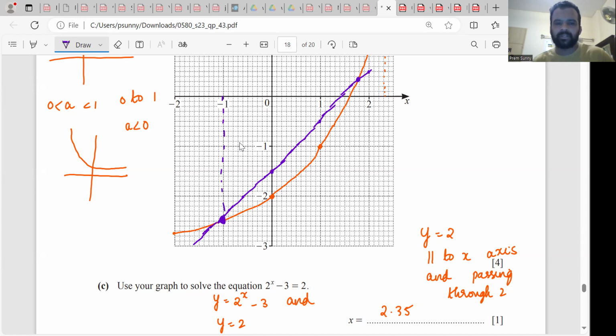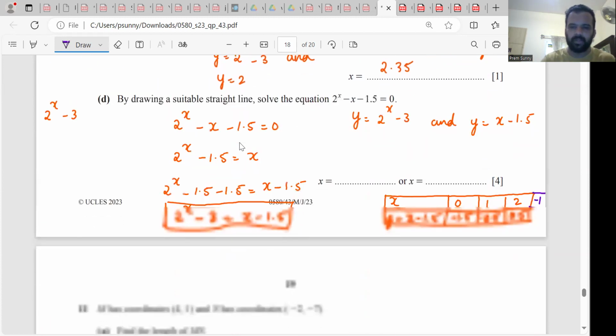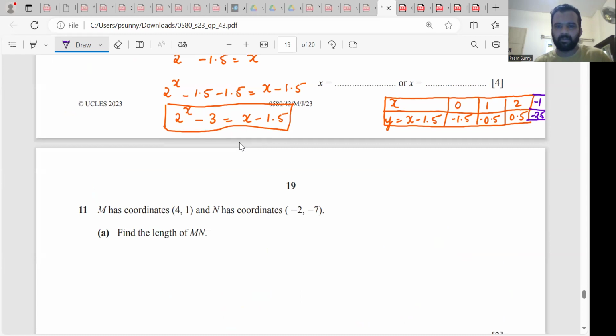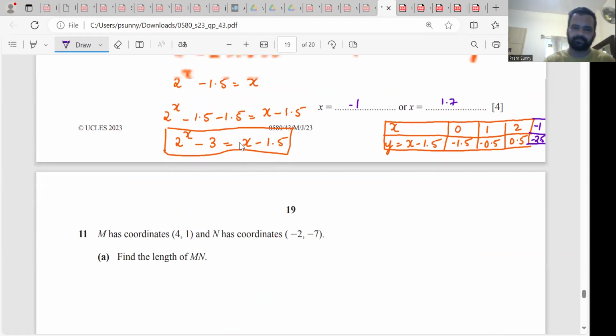So this point is touching the x-axis at minus 1, and this point is touching the x-axis at, let's say, 1.5, 1.6, 1.7, something around 1.7. So let's say 1.7, this is minus 1 and 1.7. So your answer will be x is equal to minus 1 and x is equal to 1.7.